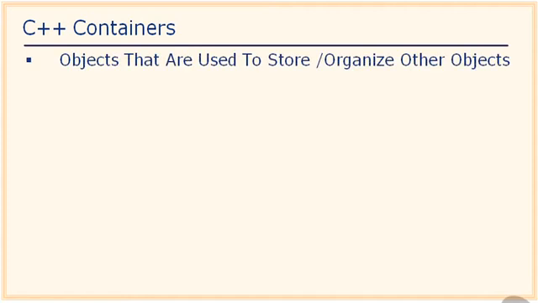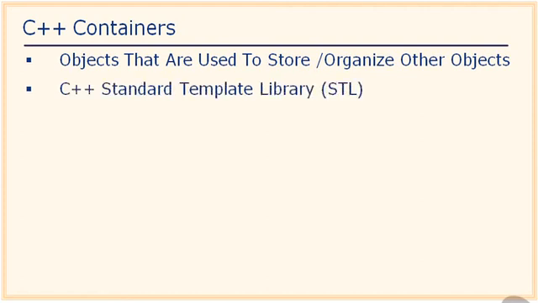Now, what is a container? Let's answer that question first. Well, a container is an object that we can use to store or organize other objects. Now, where do these things come from? Well, they're part of the C++ Standard Template Library, or STL. Now, understand this is part of the standard, normal, if you will, C++.